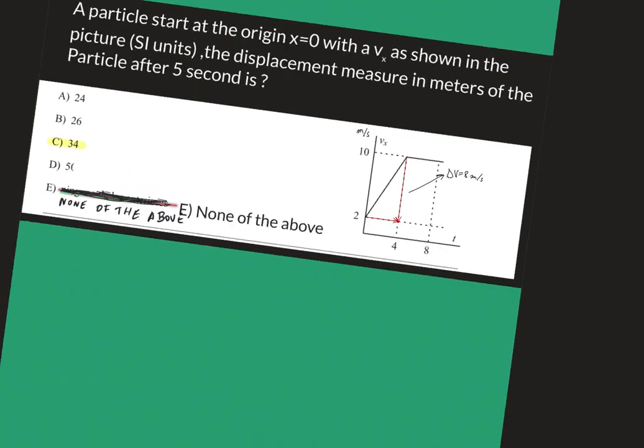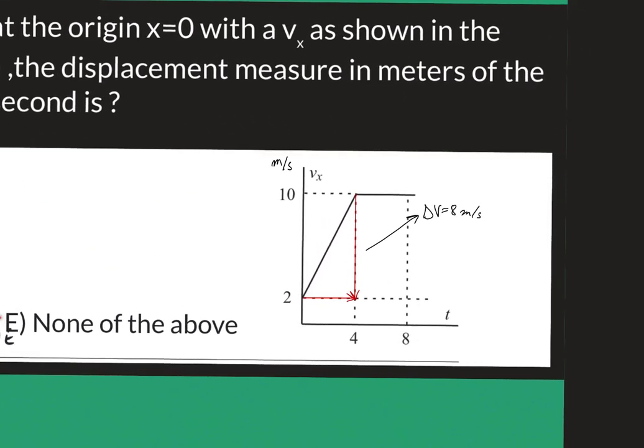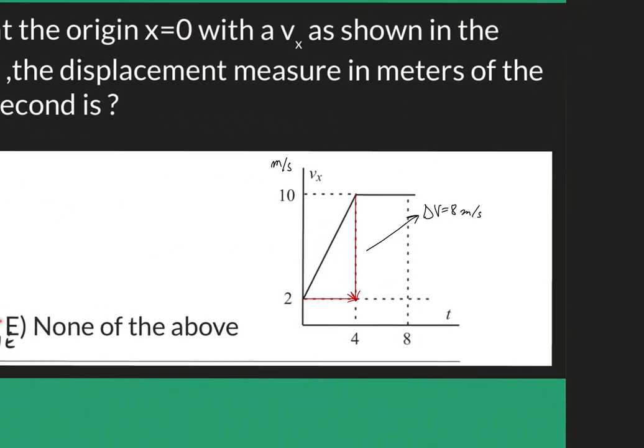So in here we see 10 and 2. This is the y-axis, so meters per second. And here we have time. So between 10 and 2 we have 8 over here, which makes a right triangle over here.